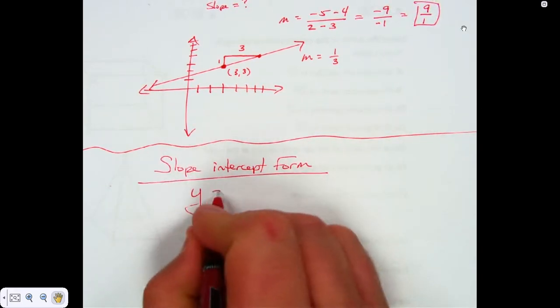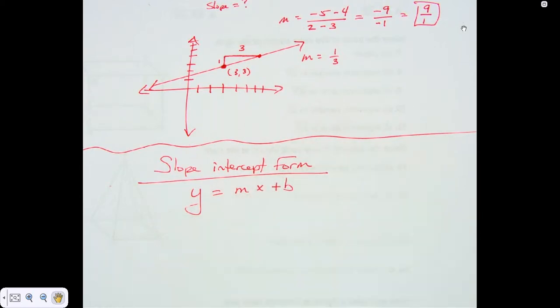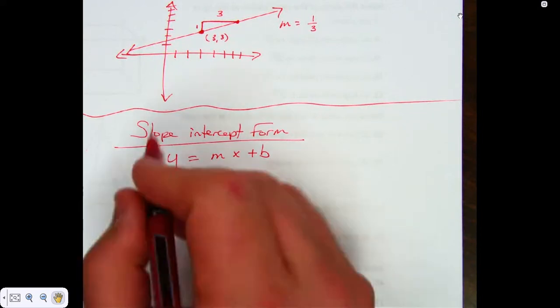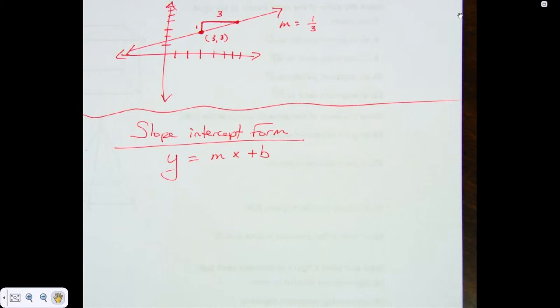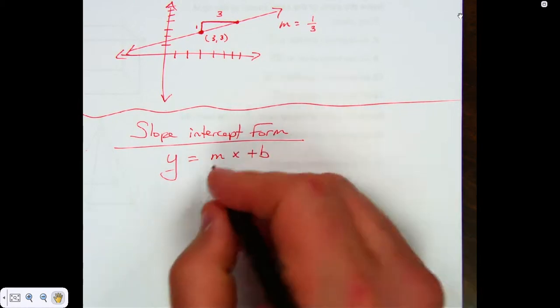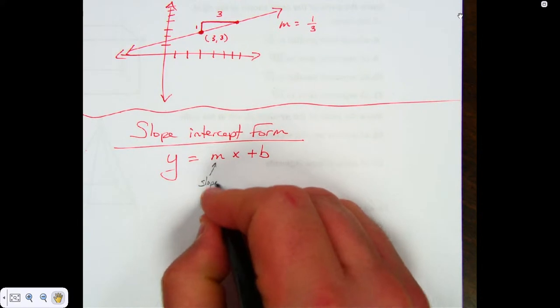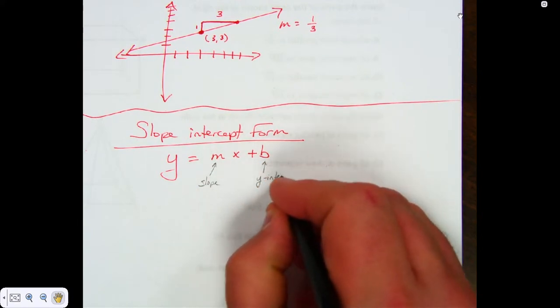Slope intercept form is y is equal to mx plus b. To understand whether something is in slope intercept form, it is in slope intercept form if it is solved for y. It's in the form y equals. That's what solve for y means: y is on one side, everything else on the other side. The number in front of the x is your slope. The b is what is known as your y-intercept.